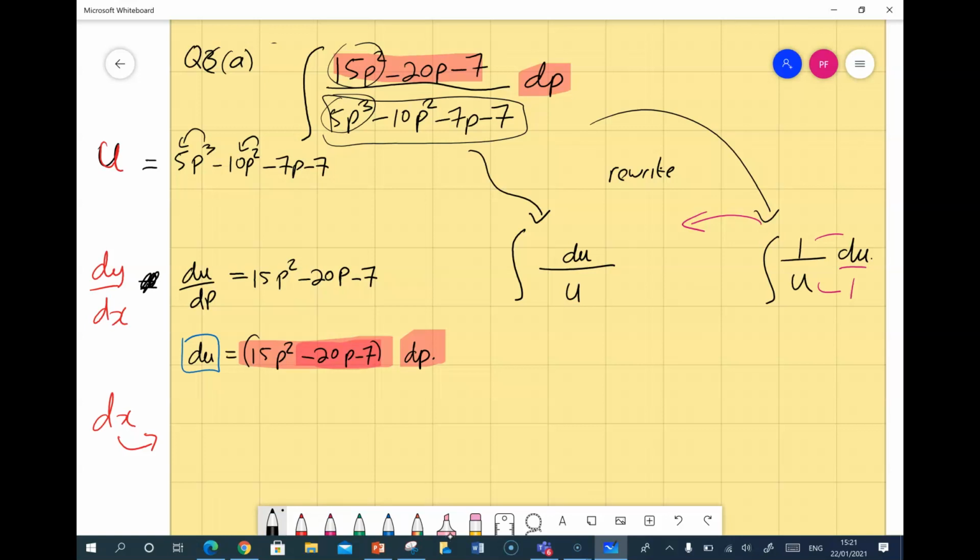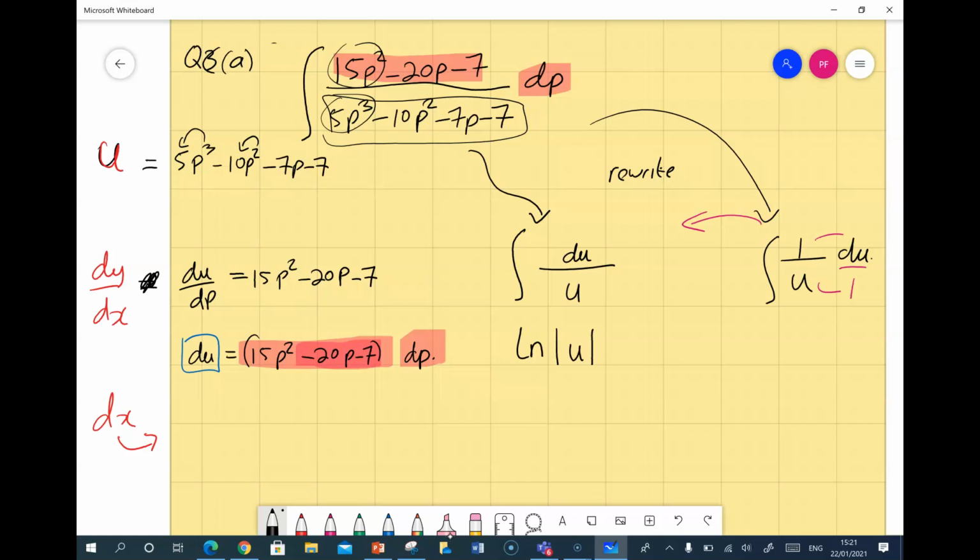So the integral of 1 over u, we check our integrals. The integral of 1 over x is the natural log of x. So the integral of 1 over u is the natural log of the absolute value of u.